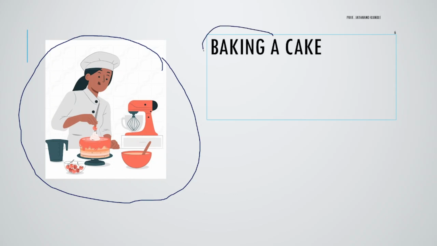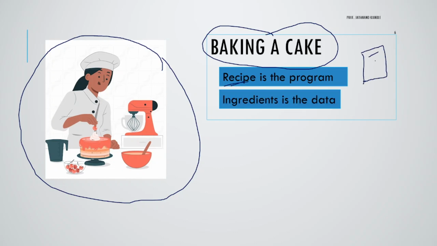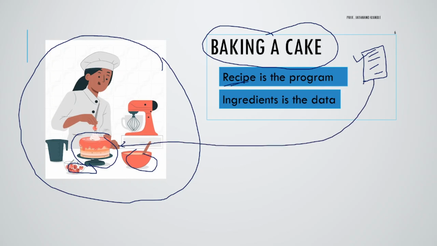Now let's understand the difference between the process and program with the help of an example of baking a cake. Here the recipe for baking a cake is the program, and the ingredients that we use to bake a cake are nothing but the data. Now all ingredients will be taken and mixed, and then we will follow the instructions from the recipe one by one. After the end of that recipe, the cake will be ready.